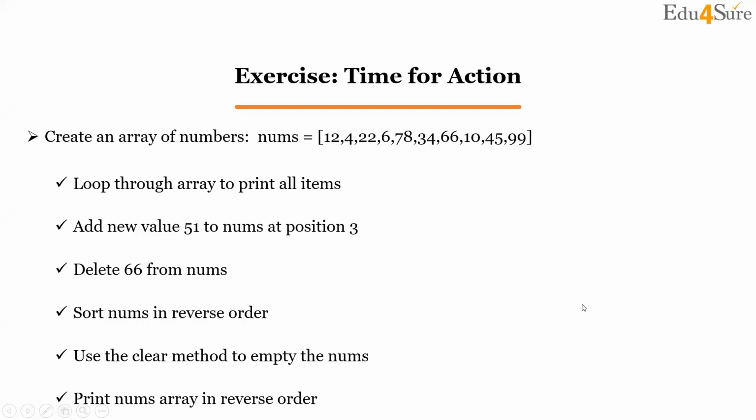Now guys, it's time for an exercise for all of you. Create an array of numbers, say nums, where you are given a list of numbers. You have to loop through the array to print all items, then add a new value 51 to this array at position 3, delete 66 from this array nums, and sort the number values in reverse order. You can use the clear method to empty nums, and finally print this array in reverse order. So I hope this is quite an interesting task for you. You can easily go through all these assignments very successfully.